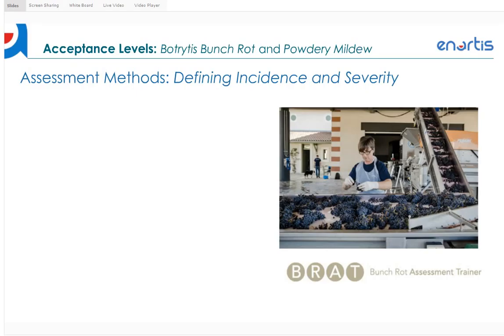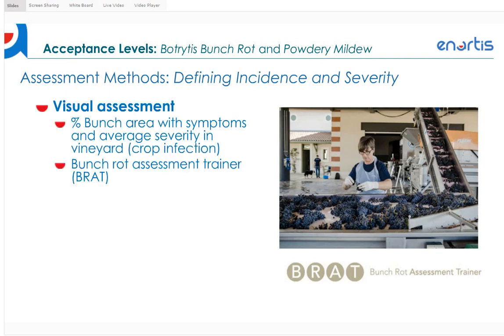So there are various methods for assessing and defining disease incidence and severity. Just to give you a couple of definitions, incidence is the number of plant parts which are infected out of a sample, while severity is the intensity of the disease infecting each individual part. So botrytis severity can be defined as botrytis crop loss or the percentage of crop infection.